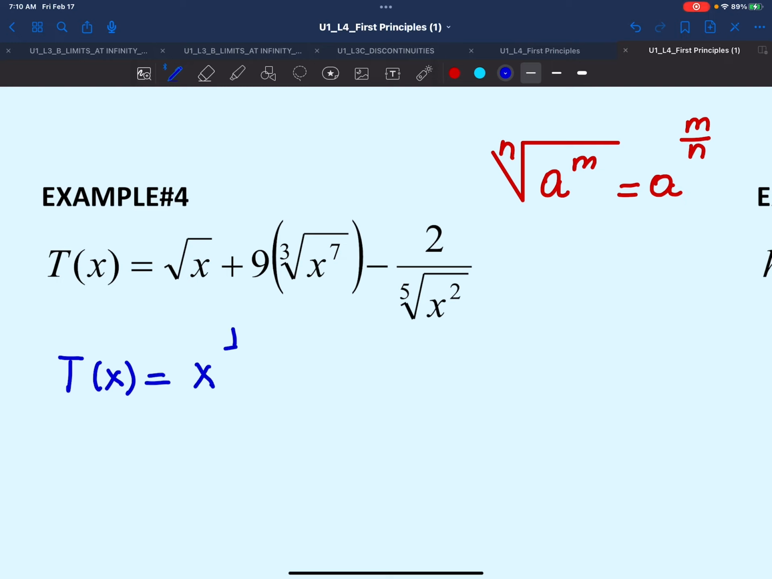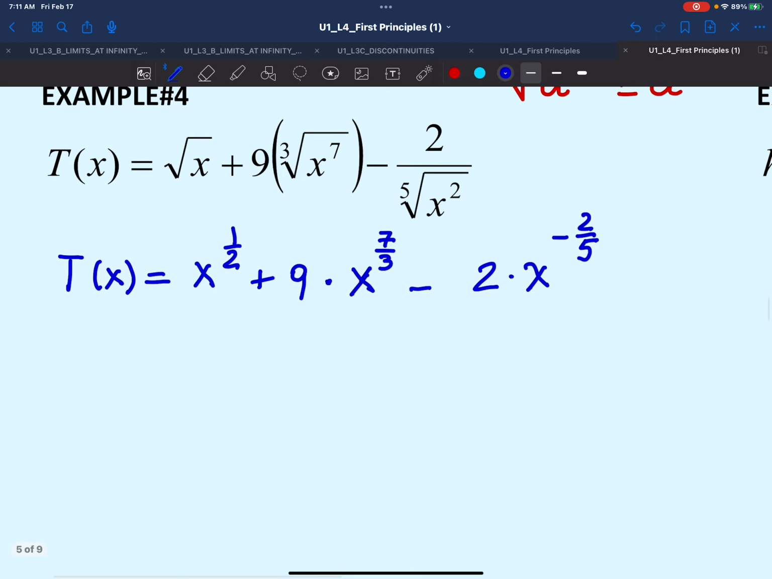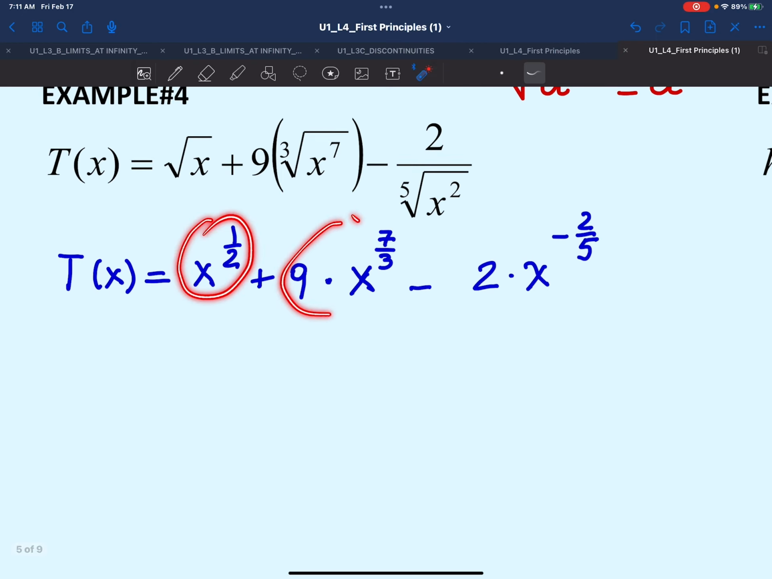Root of x is x to the 1/2 plus 9. Third root of x to the power of 7 would be 7 over 3 here. And then minus 2. Now you see that down here we have x squared 5th root. That means that would be x to the power of 2 over 5. But we also want to bring it to the numerator, so we can write the term in power form. And that will change the power to negative. So as you can see now, we have power terms throughout the equation. So we'll start differentiating. Now you write t prime x.